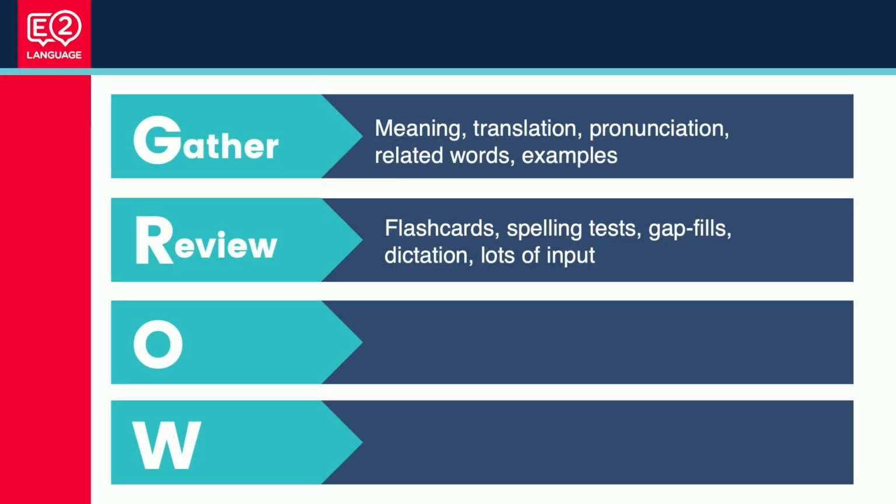So that's why it's important to keep coming back to the vocabulary. Don't just look at it once. Don't download a list of vocab and glance at it, because you're never going to remember it like that. You have to review, review, review. So use flashcards, spelling tests, gap fills, dictation, and seek out lots of input. O stands for own. This means you've got to make the vocabulary your own. Write it, say it, read it. Incorporate it into your active vocabulary.